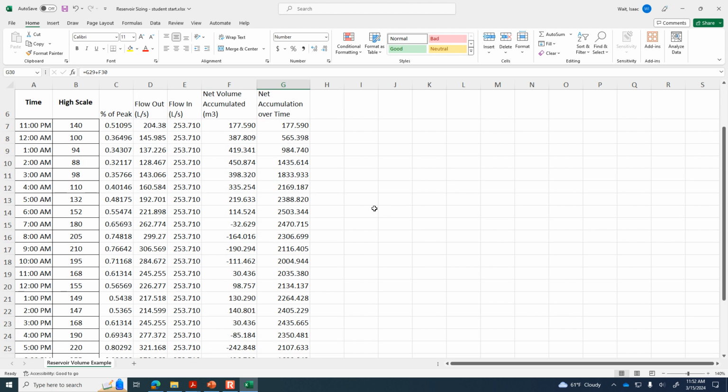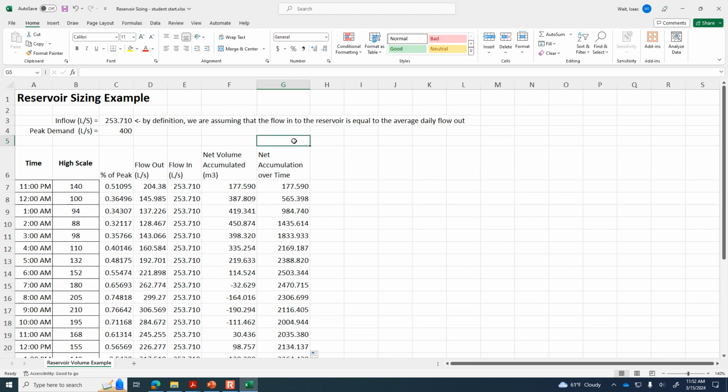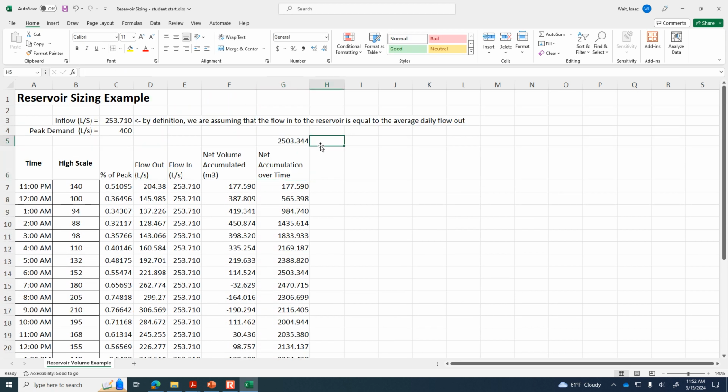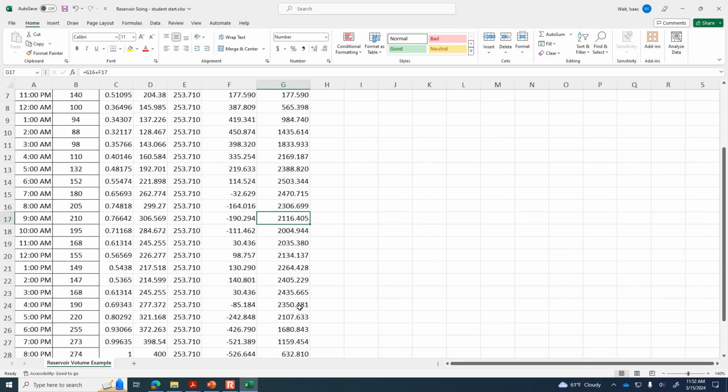So then how big the reservoir should be is the largest of these. So what is the maximum? Let's use this function equals max, and then put this in as the range. So it finds the largest one, and so the reservoir should be 1.25 times this volume. So that's how big we build it. As a safety factor, we'd make the reservoir 1.25 times larger than the biggest that it needs to be during this 24-hour cycle. So the largest that was needed, 2503.